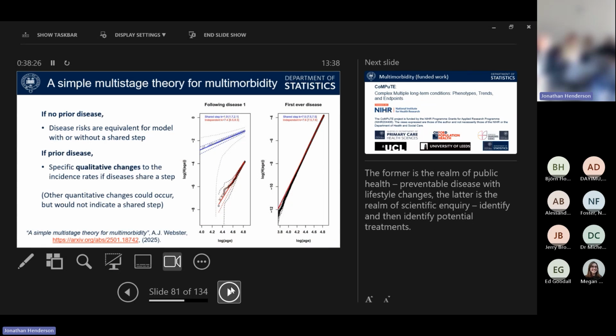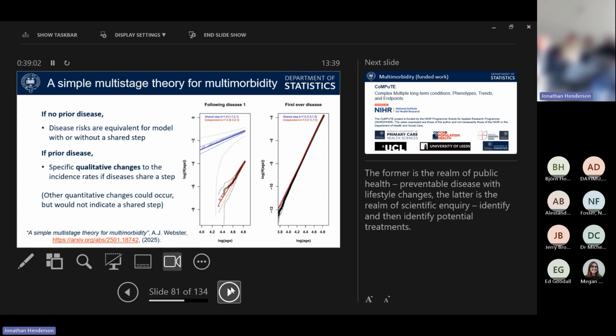So just to illustrate this, here are both models, the incidence data for the first ever disease. This is simulated data, and the lines are on top of each other, so you can only see the red line, which corresponds to if the diseases were independent of each other. And then this is the data if you are looking at the cases after you observed one disease. Now, if the diseases are independent, you get the red line, which you can see is the same slope.